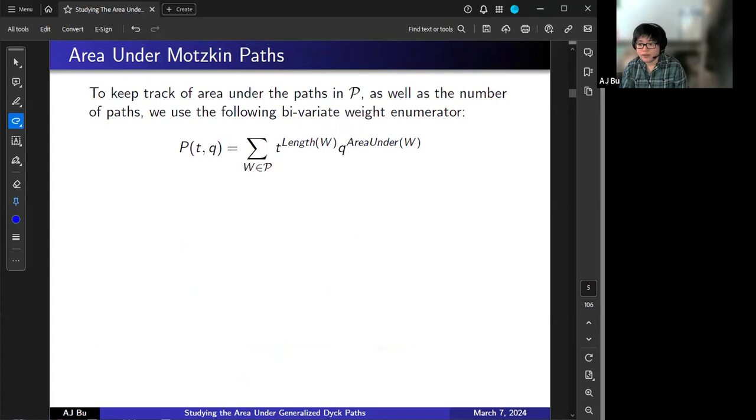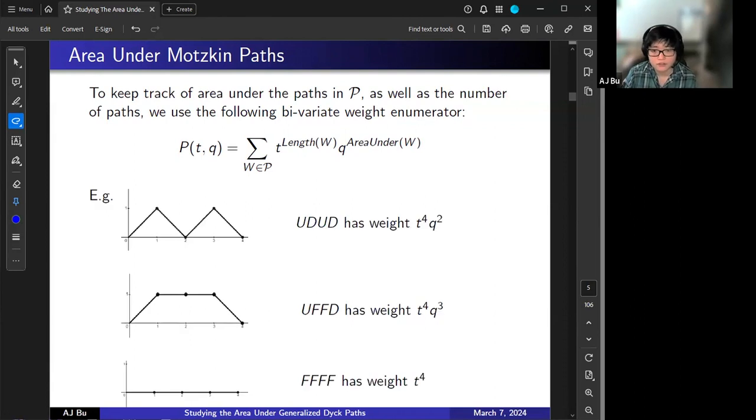So what if we want to keep track of the area as well? To keep track of the area, we're going to now use a bivariate weight enumerator P of T, Q, where now we are taking the sum over all the paths of T raised to the power of the length of W, right? So that stays the same. But now we're also going to have Q raised to the power of the area under W.